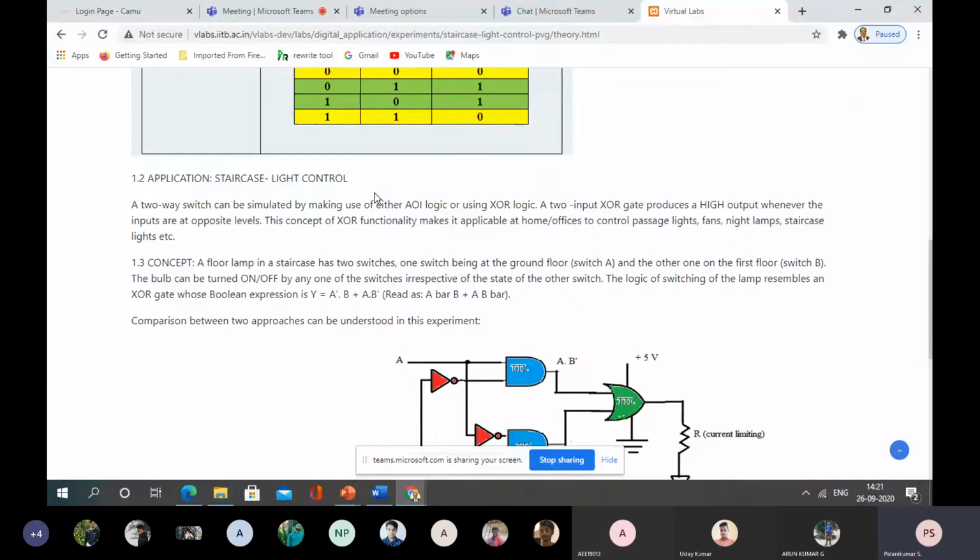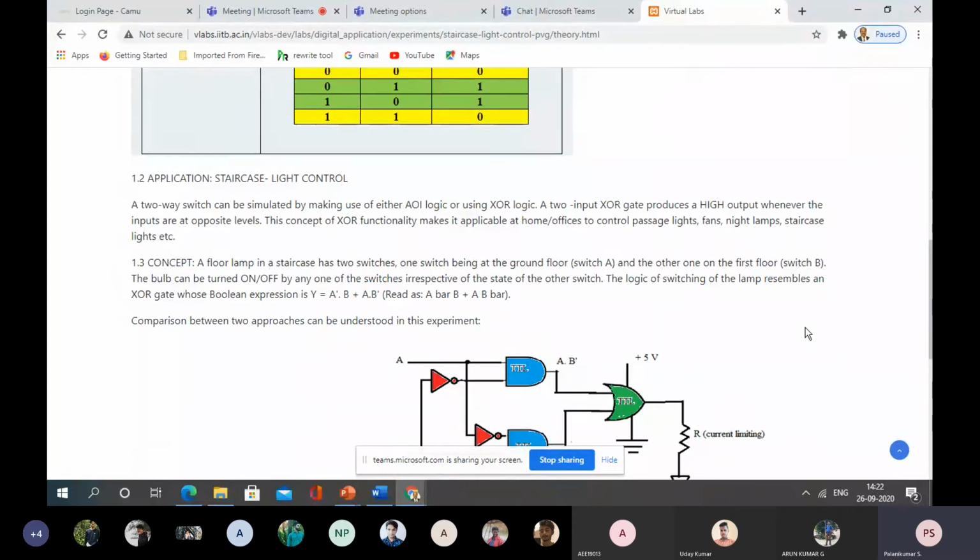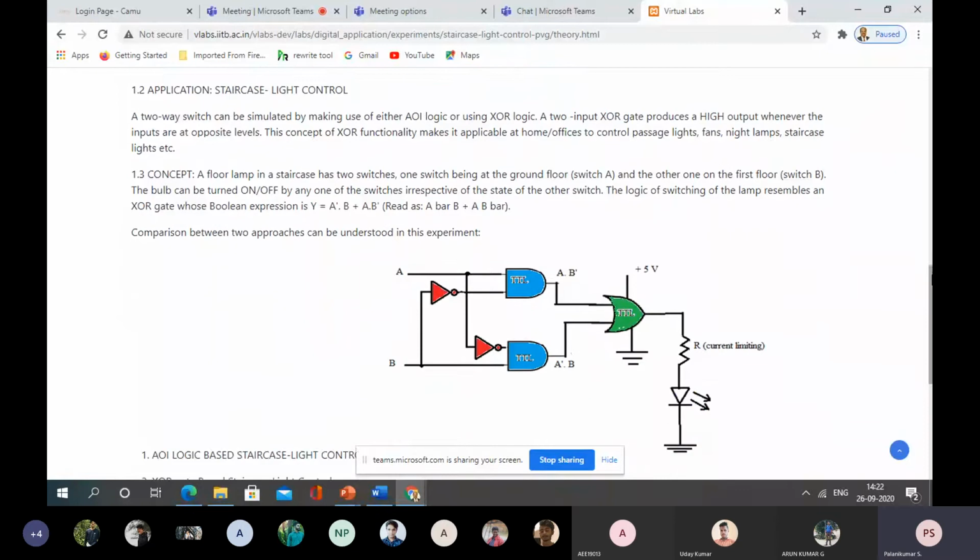Now, at the end of the session, I will show what a modern staircase wiring looks like, using an LED lamp. This is the logic. There are two ways I can realize this XOR gate.